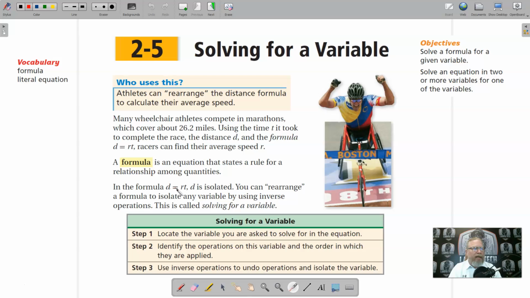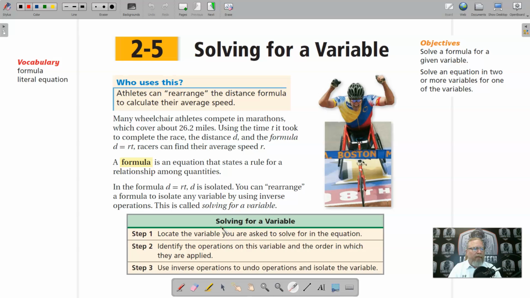In the formula d equals rt, d is isolated. We see that d is all by itself on one side of the equation, and it equals the product of r and t. You can rearrange a formula to isolate any variable by using inverse operations. This is called solving for a variable.